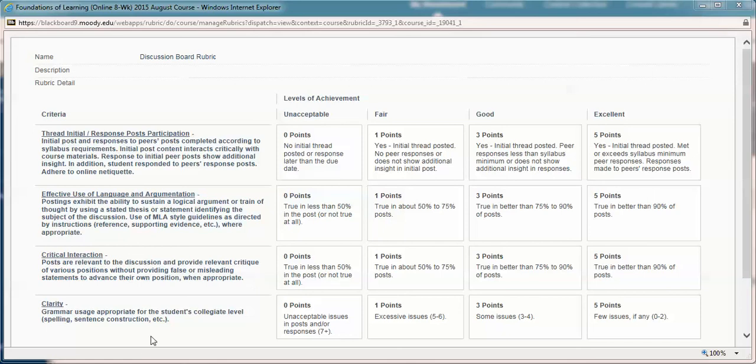Clarity. That's all about how well you write. Looking at your technical skills and your writing ability. Are you using appropriate grammar? I will tell you right now, if you try to use texting language in these responses, you will get 0 points for that. So just keep that in mind. We're at the collegial level. We expect collegial writing from our students, meaning spelling, sentence construction, anything along that line.